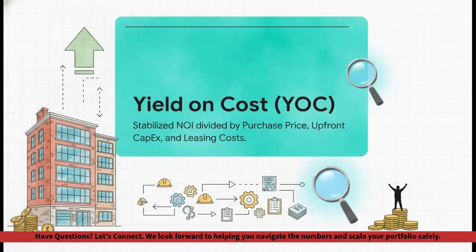Let's move on and see how this builds true confidence with our next metric, yield on cost, or YOC. This brilliant metric bakes in those hidden capital expenditures we warned you about earlier. Instead of just dividing by the purchase price, you divide your expected stabilized NOI by the sum of your purchase price plus upfront CapEx plus leasing costs. It forces you to acknowledge the money you actually have to spend to get the property performing, giving you the true, stabilized return on your total capital outlay.